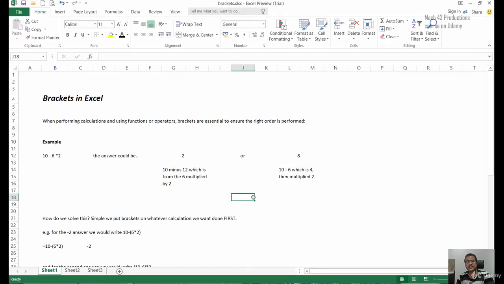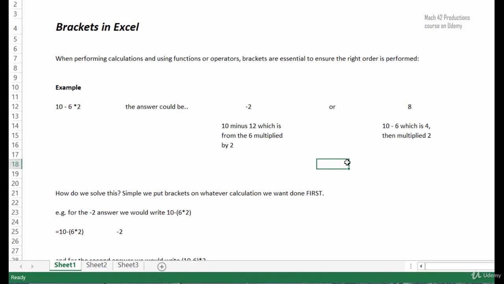Hi, in this lecture I'm going to show you why brackets are so important in Microsoft Excel. So basically, when you're performing calculations, brackets are essential in Microsoft Excel to ensure that you get the right order in your calculation. I'll give you an example.